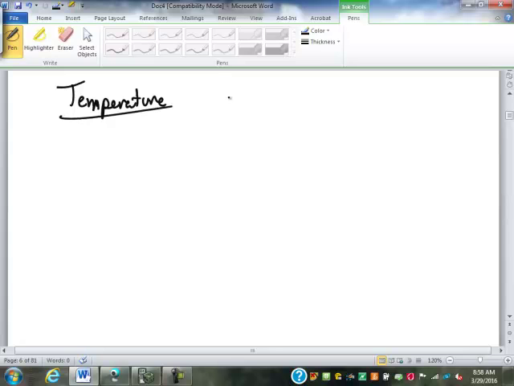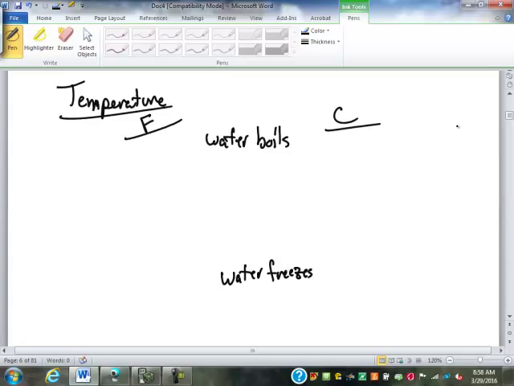When we talk about temperature, there's usually two benchmarks we look at. We look at the point where water freezes and water boils. We have Fahrenheit and we have Celsius. In the Fahrenheit scale, what temperature does water freeze? 32 degrees Fahrenheit. What temperature does water boil? 212 degrees Fahrenheit. Where it boils.